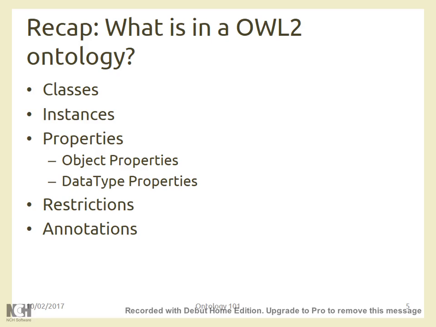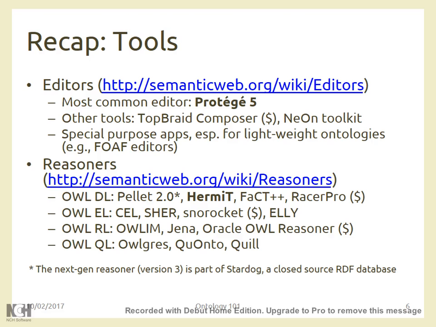In an OWL2 ontology, we have these five objects: classes, instances, and properties, which could be object properties, that put in relation different classes and instances, and datatype properties that specify a single value, a literal, a number, upon instances or classes. Then restrictions upon the upper elements, and annotations. Today we will work with classes, instances, properties, and restrictions. We will avoid annotations in the process of building the ontology, just for time purposes.